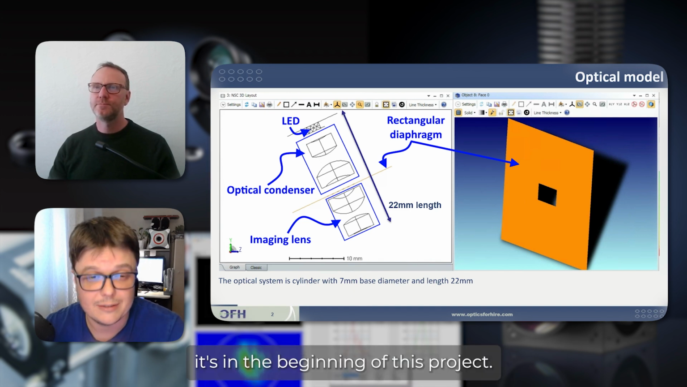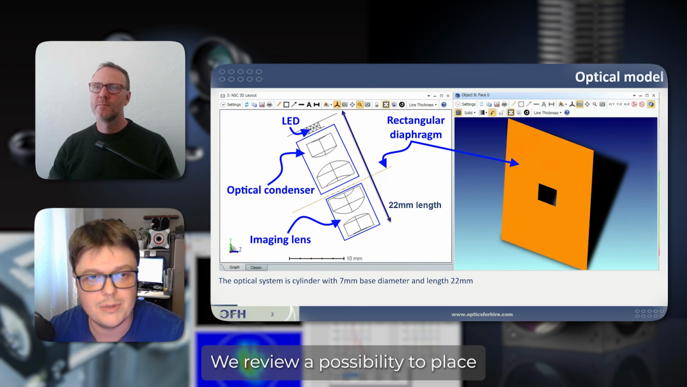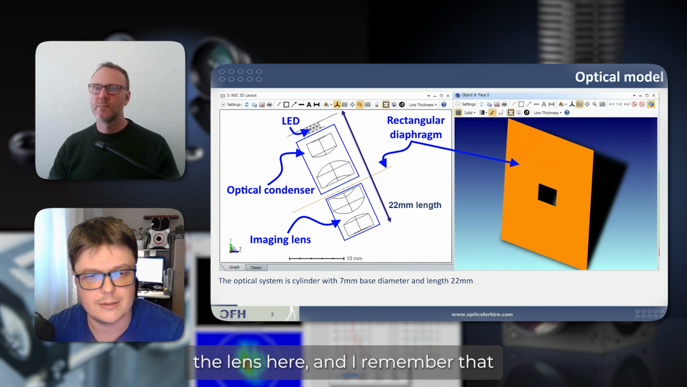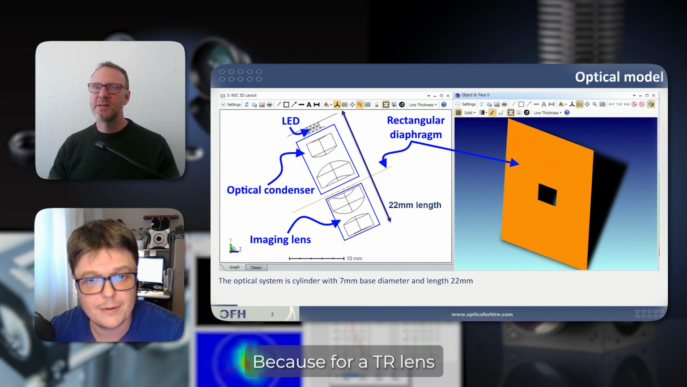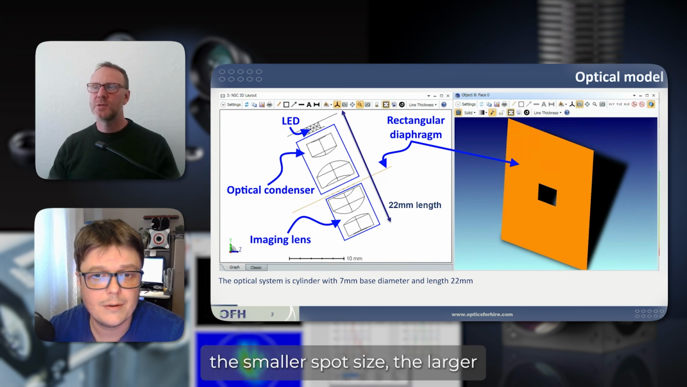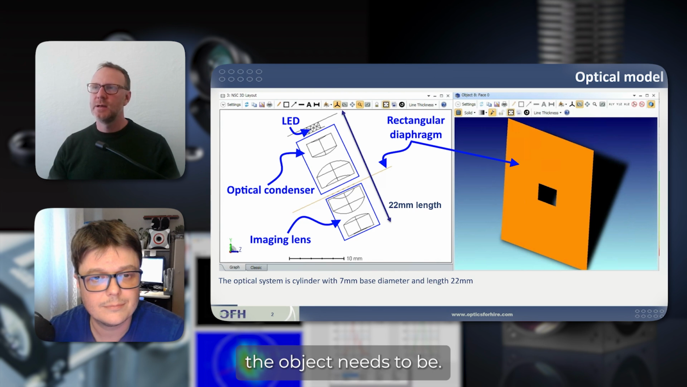Yeah, but in the beginning of this project we reviewed the possibility to place a TIR lens here, and I remember that it was impossible for this project. Because for a TIR lens you generally need the smaller the beam angle, the smaller the spot size, the larger the optic needs to be. So I don't know if that was a factor.